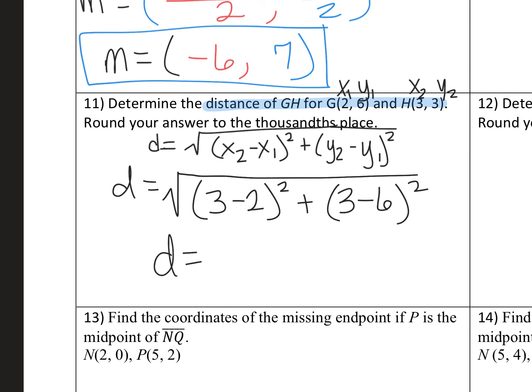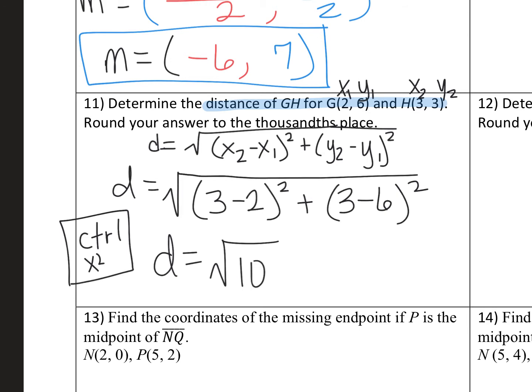Unfortunately, I can't show here what it looks like on a calculator, but remember, you're going to use the x squared button, and just make sure everything is underneath your square root. The answer is the square root of 10, but because it says to round to the thousandths place, 3.162 is my final answer. And this is rounded, okay?